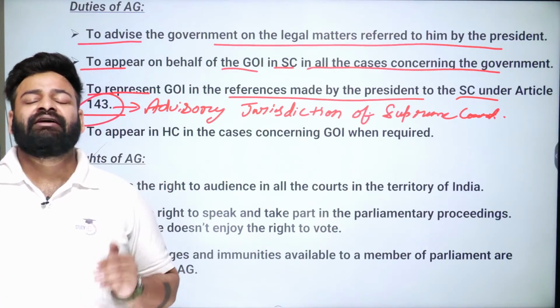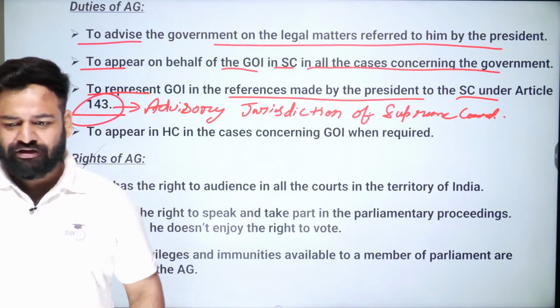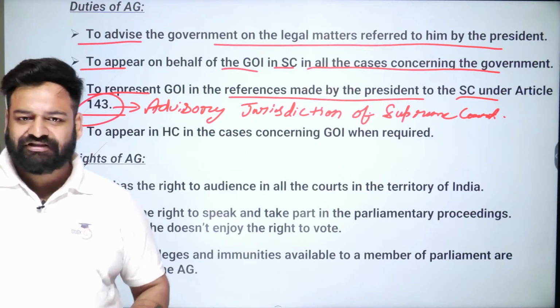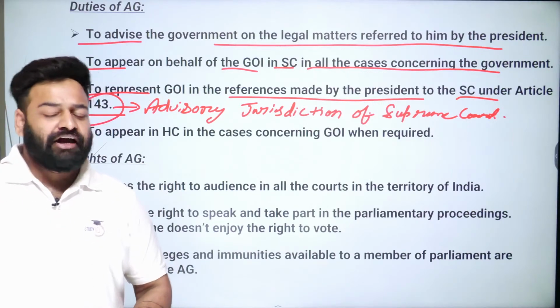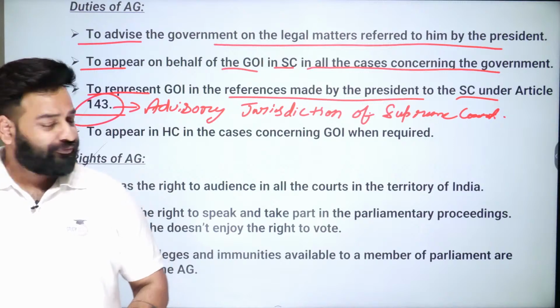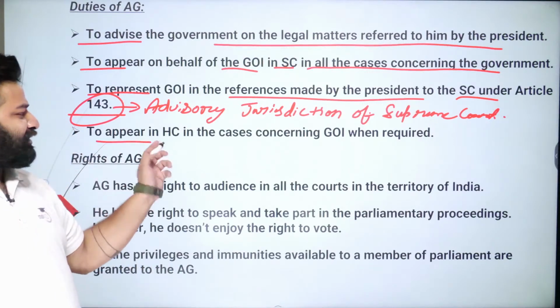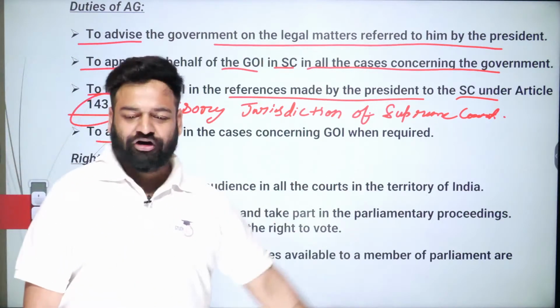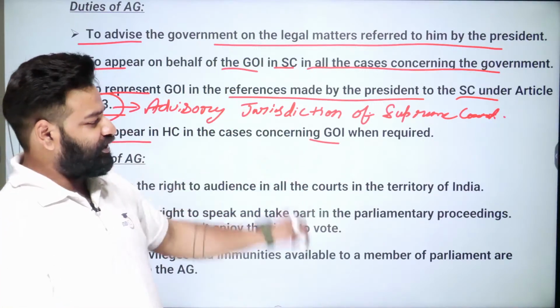Whenever Article 143 is in action, who shall represent the government side? It shall be the Attorney General of India. Next, to appear in the High Court in the cases concerning the Government of India, that is in the Supreme Court as well as High Courts.